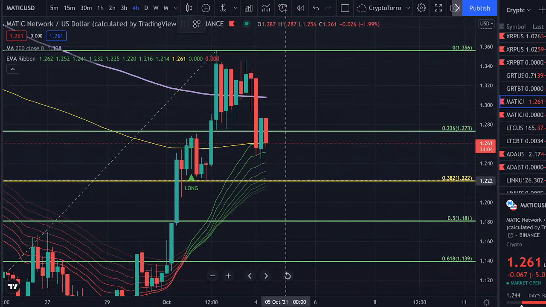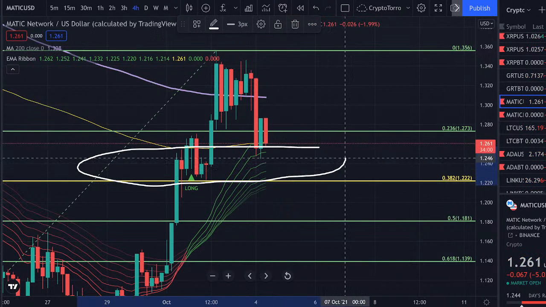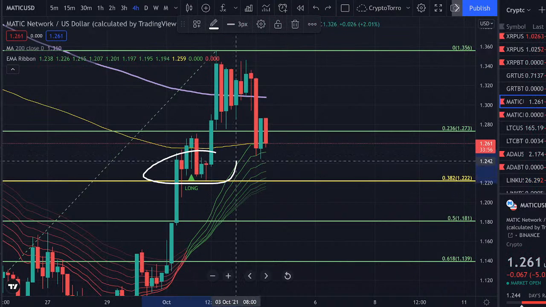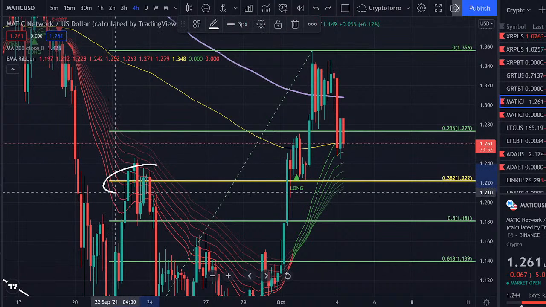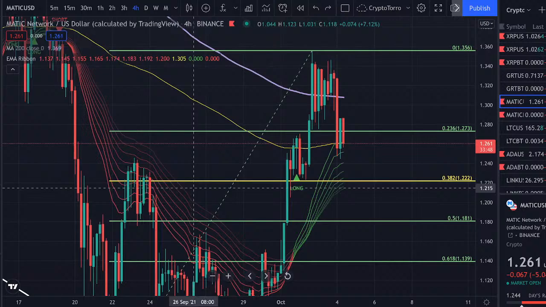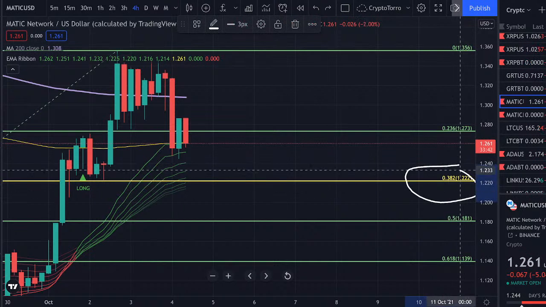what is the next level of support going to be? You can clearly see it. It's actually this level over here, the 0.382. You can see that we found support on top of it a few times already, and as well in the past we experienced resistance underneath it and support on top of it. Therefore the 0.382 level is the level that you have to take into consideration right now, at $1.22.